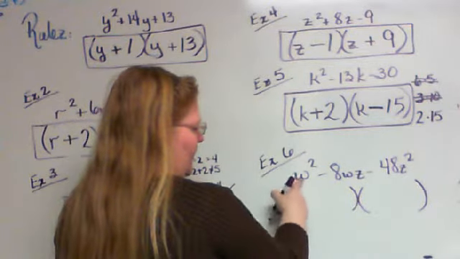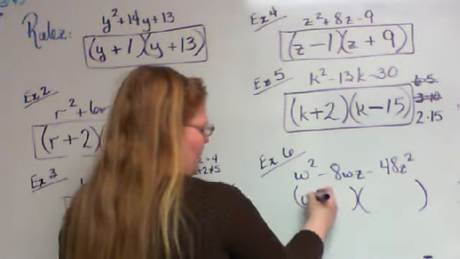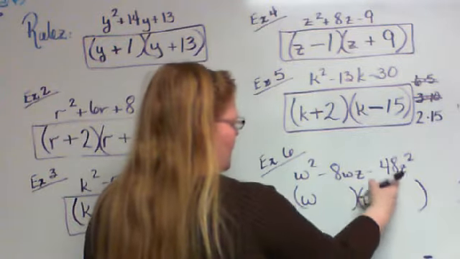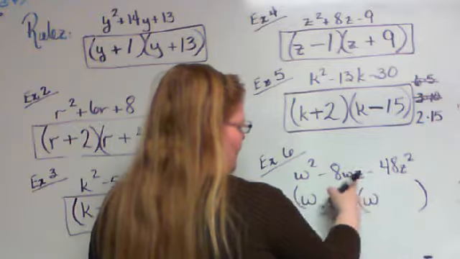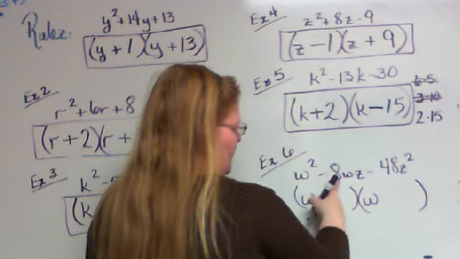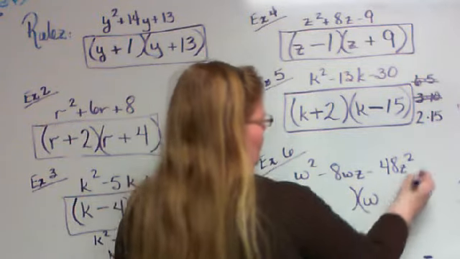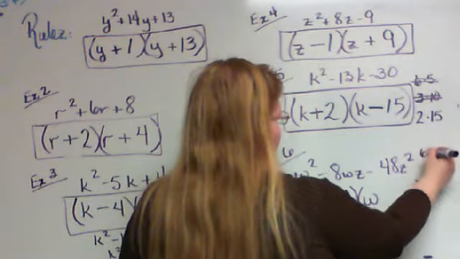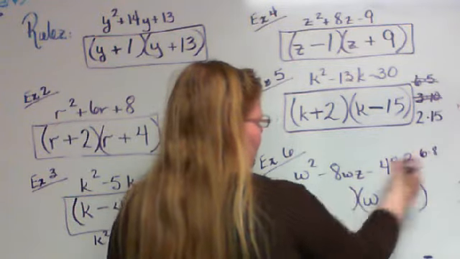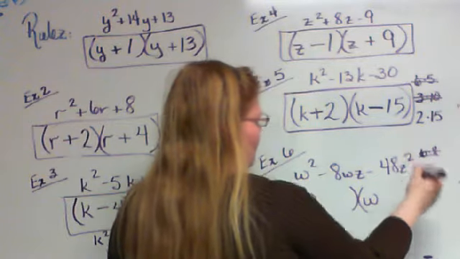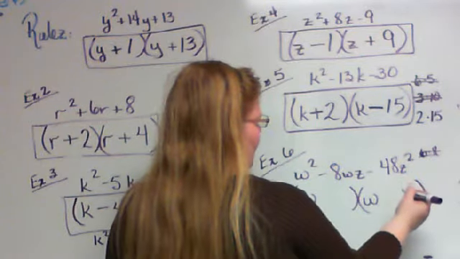Two things that multiply together to give you w squared. It's w and w. Two things that multiply together to give you 48 and subtract to give you 8. Okay, some things that multiply together to give you 48: 6 times 8. They are not going to subtract to give me 8. Okay? Other things that multiply together give you 48.